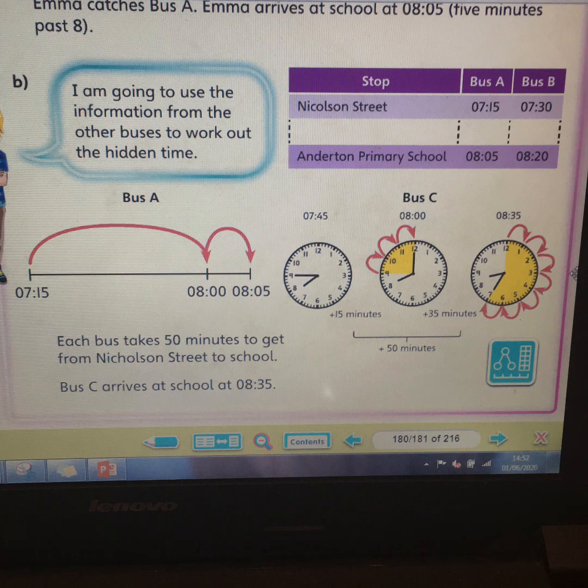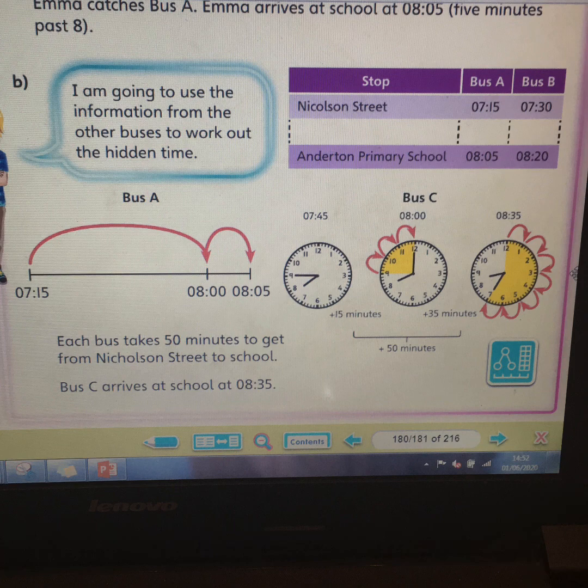And we can check that by looking at bus B. Well, bus B would be 7:30, add half an hour to get to 8 o'clock, and then add 20 minutes to get to 20 past 8. 30 add 20 would be 50. So we now need to look at bus C.